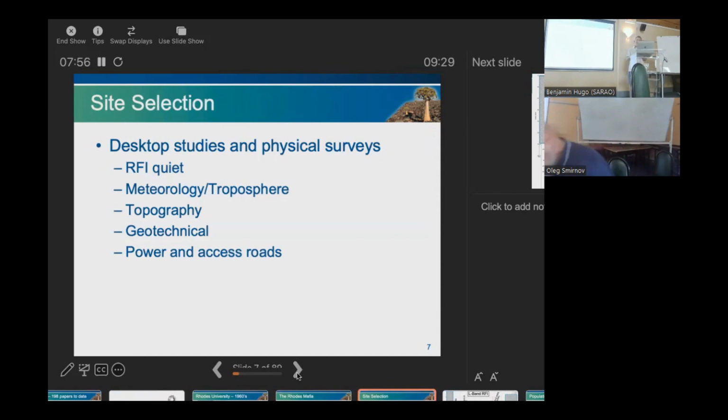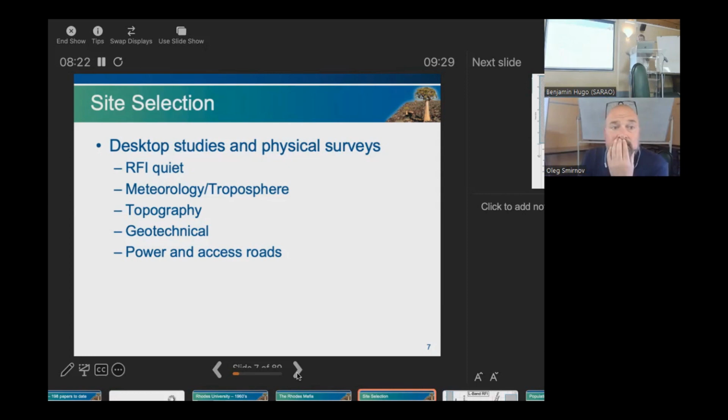So in the context of the SKA and MeerKAT, we needed to find a site. Initially it was a site for the SKA, but then it became the site for MeerKAT. Radio telescopes have some specialist requirements. They're not like optical telescopes. You don't necessarily need dark skies, but the equivalent for us is radio quietness. So you want a place where there's not a lot of radio transmissions.